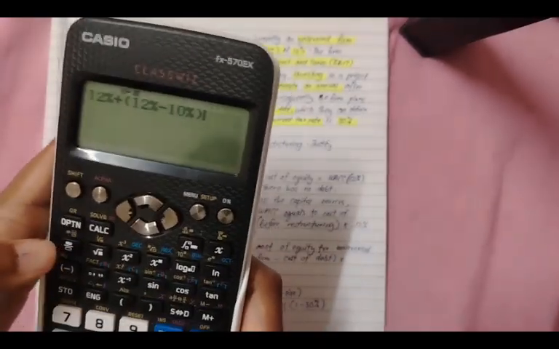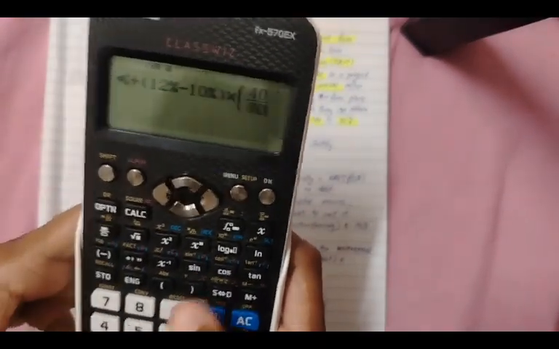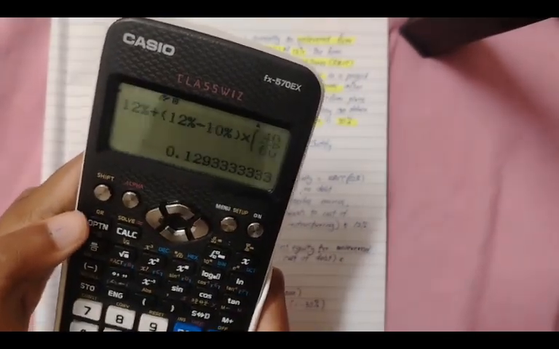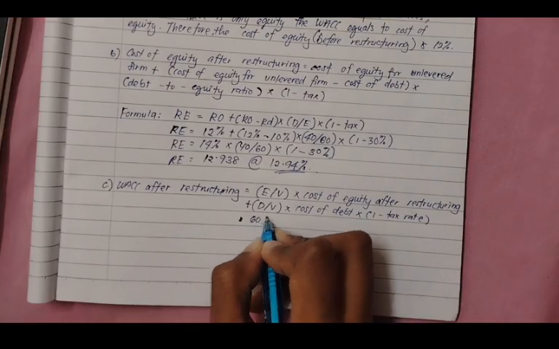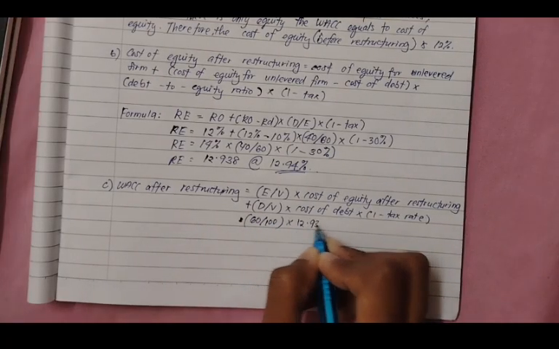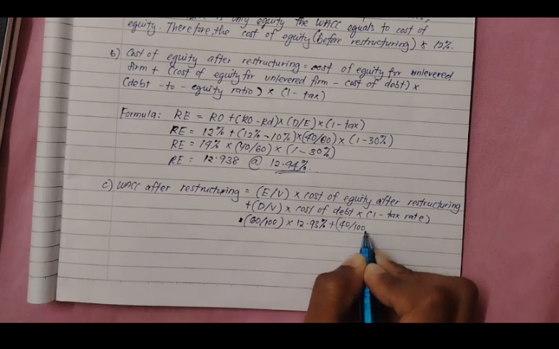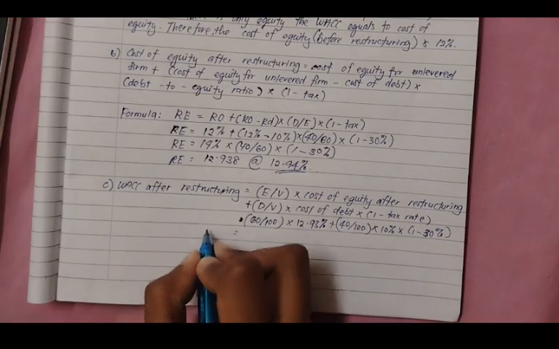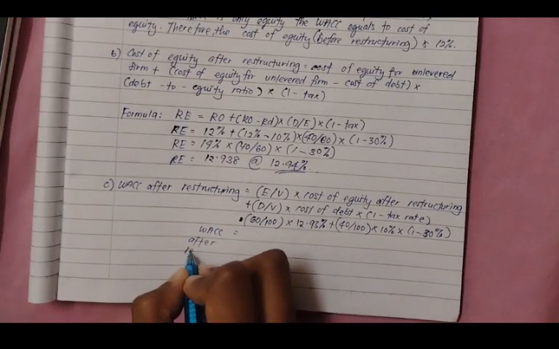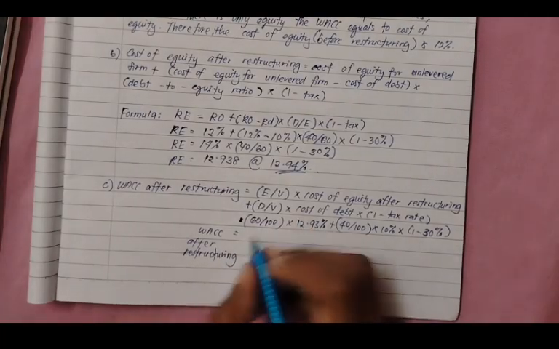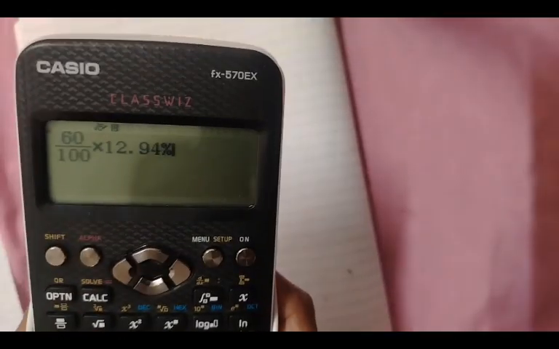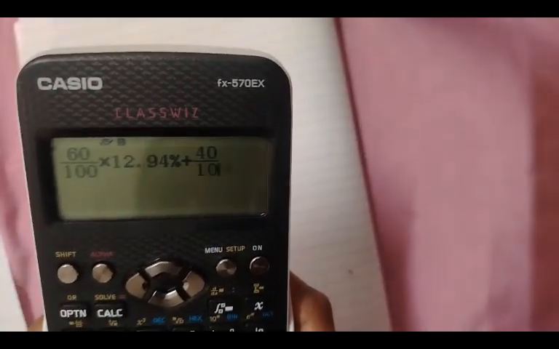Here I show you how to calculate using the financial calculator. The WACC after restructuring is E divided by V times the cost of equity after restructuring, plus D over V times the cost of debt times 1 minus the tax rate. So 60 over 100 times 12.93% plus 40 over 100 times 10% times 1 minus 30%. So the WACC after restructuring is 10.56%.